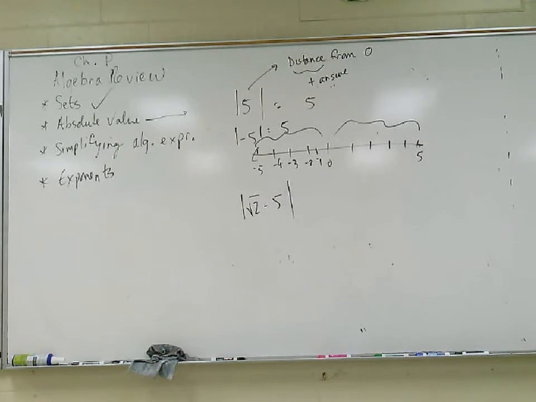So what do you get when you do square root of 2 minus 5? Give me the first letter of your name right here. Don't tell me your name. Give me the first letter. Zoe. That's easy. All right, Zoe. What do you get when you type that in?